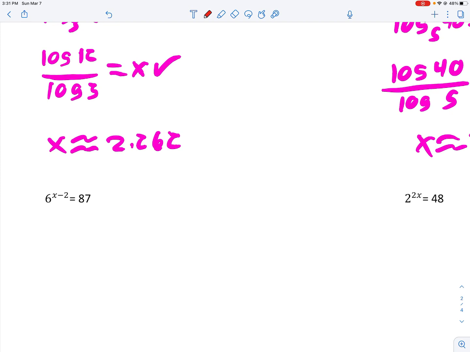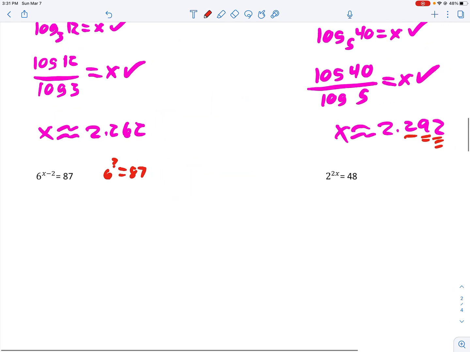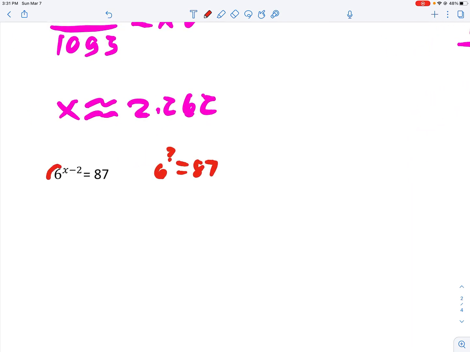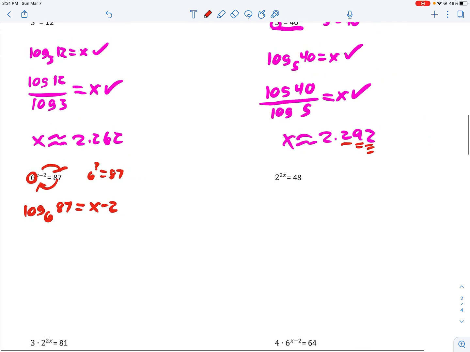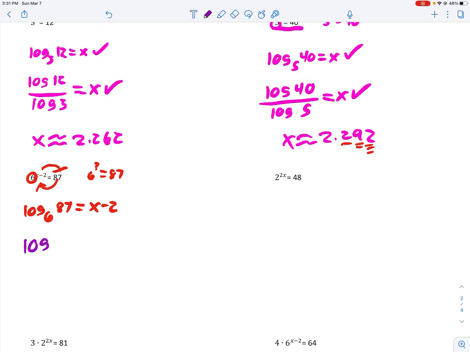So we have 6 to the x minus 2 equals 87. Again, it would be nice to rewrite 6 to some power to equal 87, but I don't know what that is. It's some decimal. So I'm going to go into log form. So again, this is the base of the log. So it's log base 6. And the 87 and the x minus 2 just switch spots. So log base 6 of 87 equals x minus 2. Okay, so what I'm going to do, right, is I'm going to add the 2 over. And there we go. Written one way, written a second way.